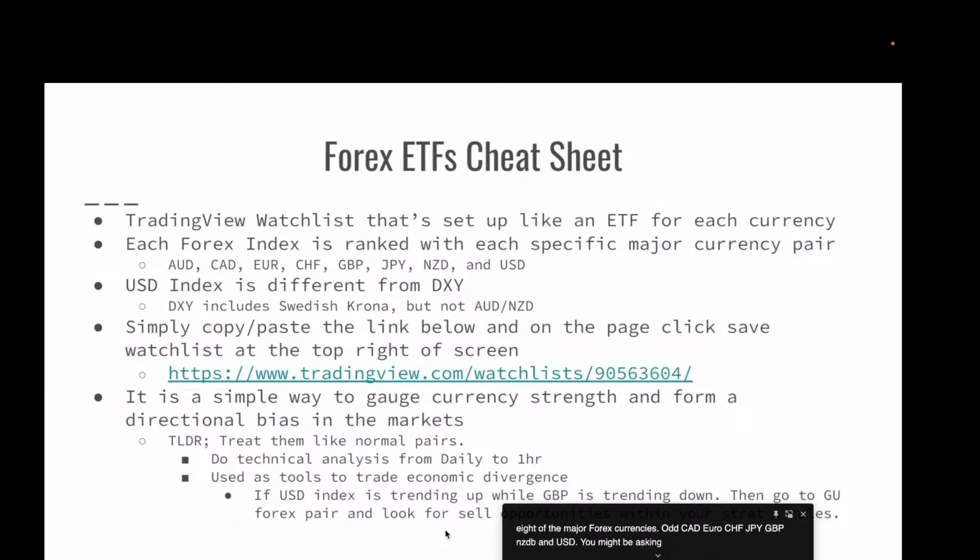You might be asking, Jay, isn't the USD ETF the same thing as the dollar index? The answer is actually no, because the dollar index includes the Swedish krona, but it doesn't include the Aussie dollar or the New Zealand dollar. Plus, the dollar index isn't proportional, in that it's weighted differently. The Euro is actually 40% of the dollar index, but with these ETFs, it's proportionally weighted with all 7 of the other pairs. So when you're looking at the USD ETF, it is equally comparing itself to the Aussie dollar, the CAD, Euro, the franc, GBP, and so on.